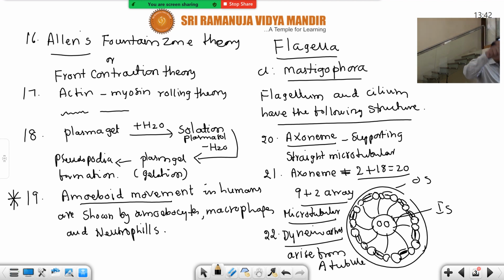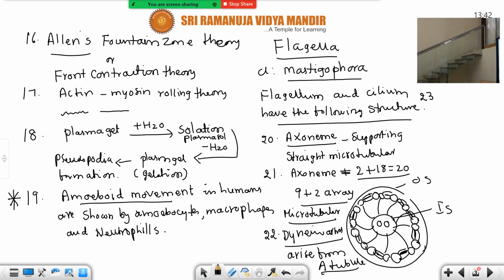That's why these are protein motor molecules. Dynein is a protein, and motor means pushing the doublets in opposite directions. A very important point: dynein arms always arise from the A tubule. That's why A tubules, though they are smaller, are complete. Outer peripheral doublets are A, and inner peripheral doublets are B. That is about the doublets and dynein arms.